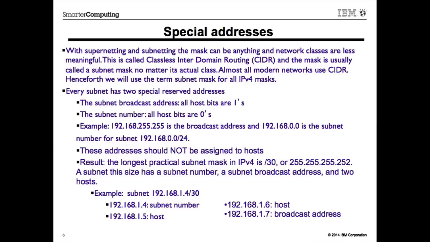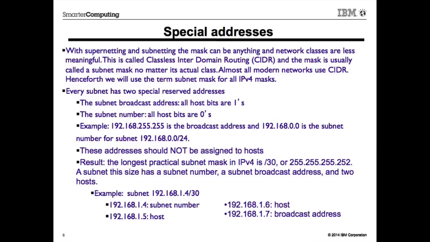There's the subnet broadcast address. With the subnet broadcast address, all the host bits are 1s. Then there's the subnet number, which just addresses the entire subnet. In the subnet number, all host bits are 0s. For example, 192.168.255.255 is the broadcast address for the 192.168/24 subnet because all the host bits are 1s. And then 192.168.0.0 is the subnet number for that subnet.